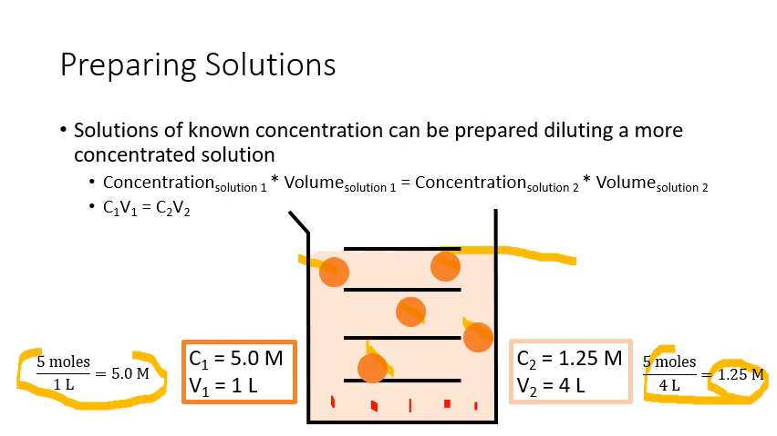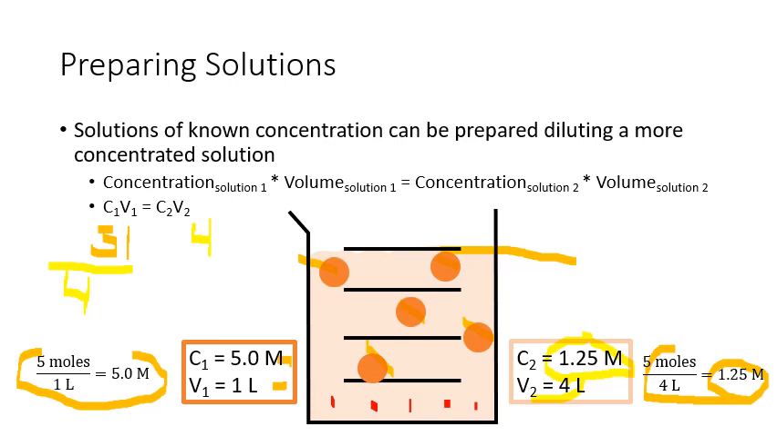And you could also look at this by doing the calculation. 5 moles per liter was the initial concentration, 1 liter was the original volume, so 5 here, and then 1 over here. And on the other side, our new volume is 4 liters. So 5 times 1 divided by 4 gives us a final concentration of 1.25 moles per liter. And that matches the concentration that we found by following the moles themselves.